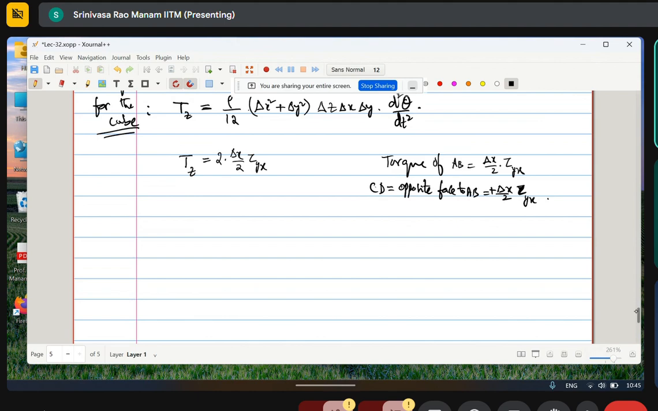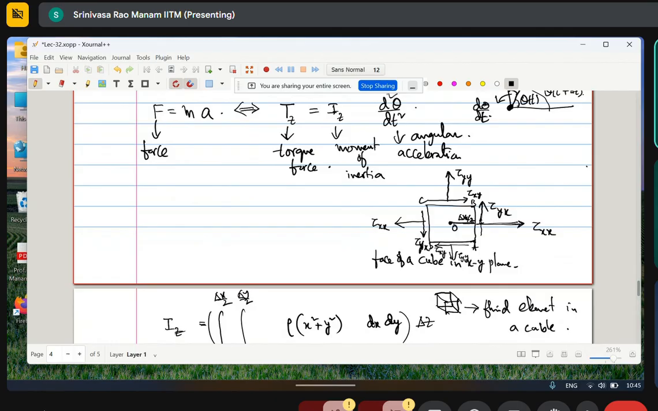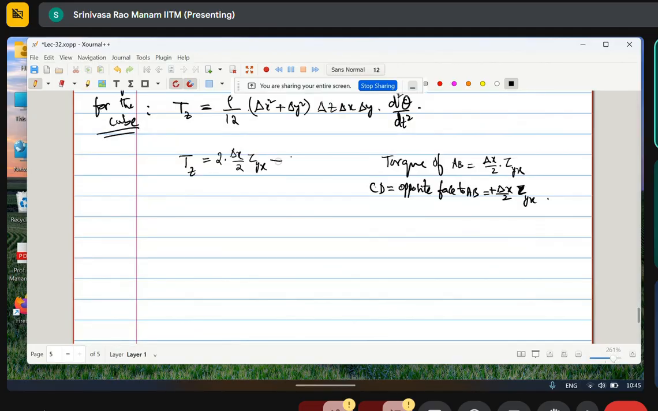Now you look at the other phases, for example BC and AD. If you look at it, they are in a different direction, right? So with delta Y by 2, now your tau XY is in an opposite direction, so you'll have to take torque in a different direction. So you'll take the minus sign. Effective net will be minus 2 times delta Y by 2 times tau XY.